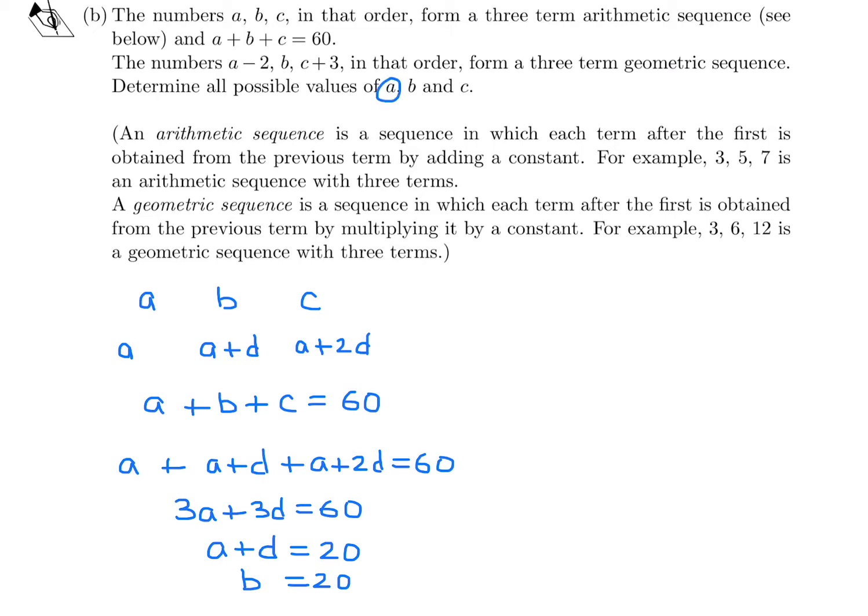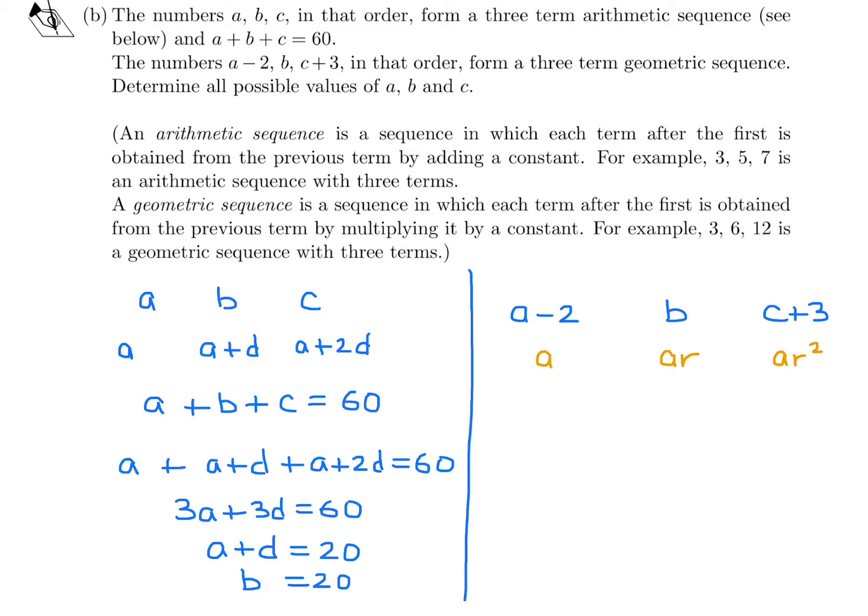So now to figure out A and C, I have to use this information in the second sentence. And that is that this time A minus 2, B, and C plus 3 form a geometric sequence. And geometric sequences, if you remember, are of the form A, AR, AR squared, like that, where R is some common ratio. Okay, so where do we proceed now?